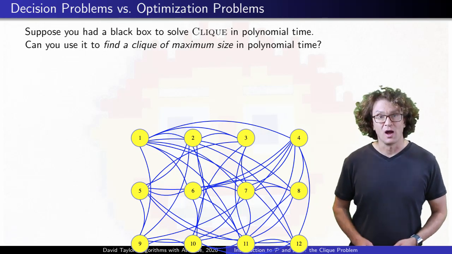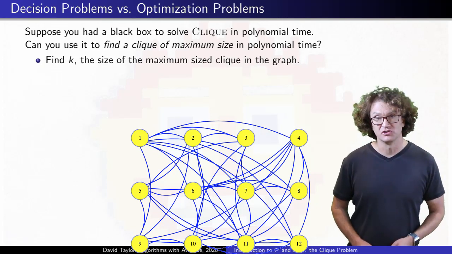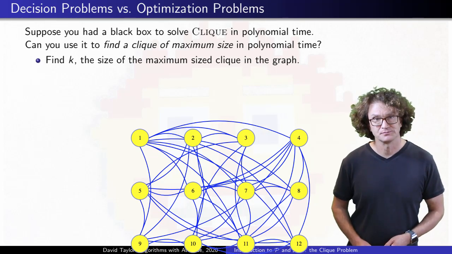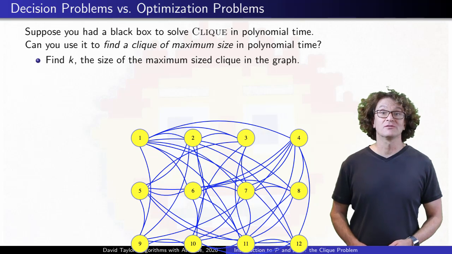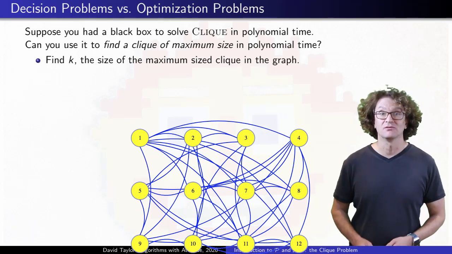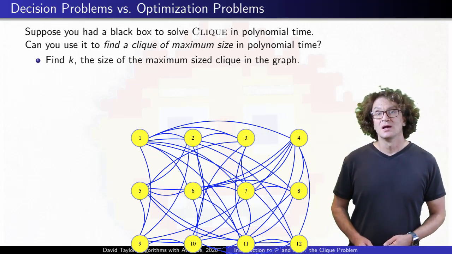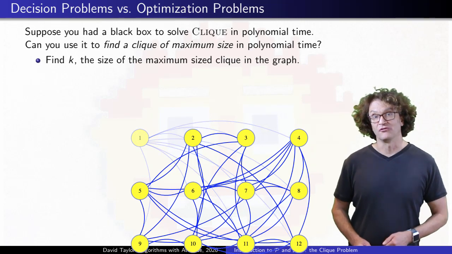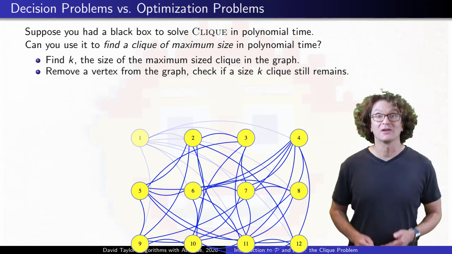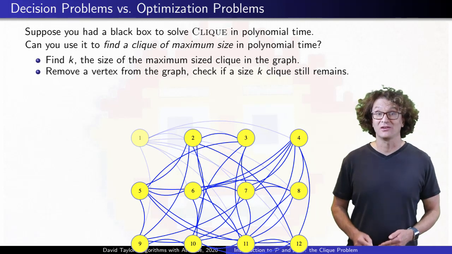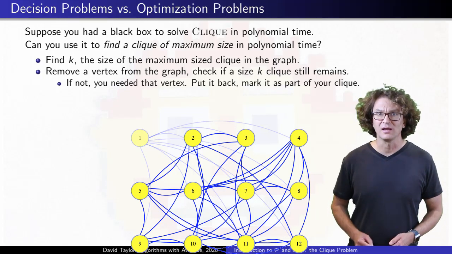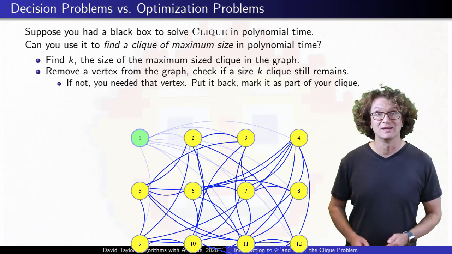Well, first find what the size of the largest clique is. It's 6 here. Next, you can go through your vertices one at a time to see if they're needed to make a clique of that size. So maybe I make a new graph with the first vertex removed, and I ask if there's still a clique of that maximum size in the new graph. In this case, there isn't. So I made a mistake. That first vertex is needed in my clique.